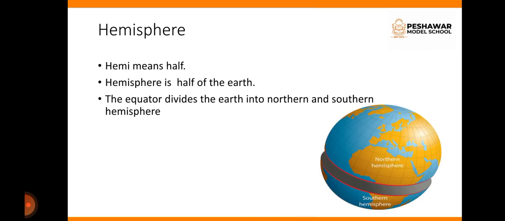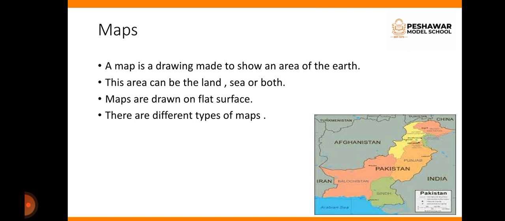Hemisphere. Hemi means half. Hemisphere is basically half of the earth. The equator basically divides the earth into two hemispheres: northern hemisphere, which is at the top, and southern hemisphere, which is at the bottom. Now we will be studying the second terminology, that is maps.